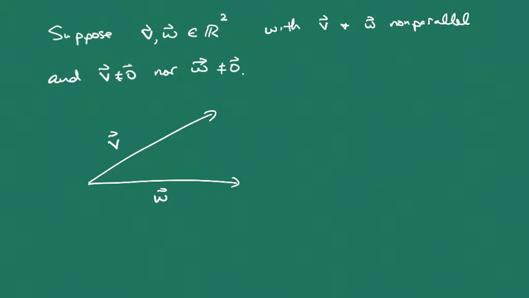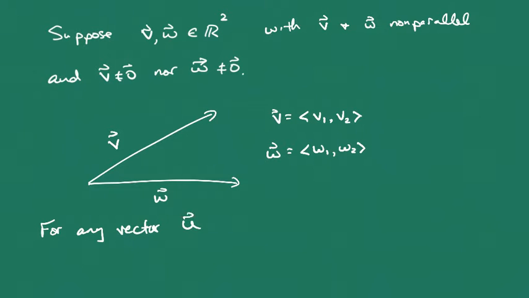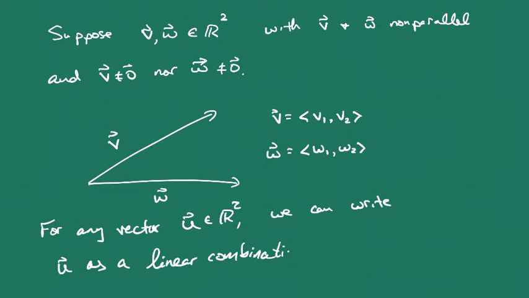Now, what this lets us do for those two vectors, v with its component form v1 and v2, and w with its component form w1 and w2, is that for any vector u in the plane, we can write u as a linear combination of v and w.